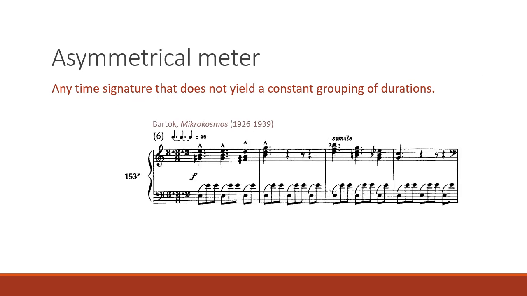In this example, Bartók writes the groupings right into the time signature. So here we have 8 eighth notes in a measure, but he doesn't want us to count it like 4/4 or even 8/8. Instead, the groupings are 3 plus 3 plus 2, and we count it 1, 2, 3, 1, 2, 3, 1, 2.